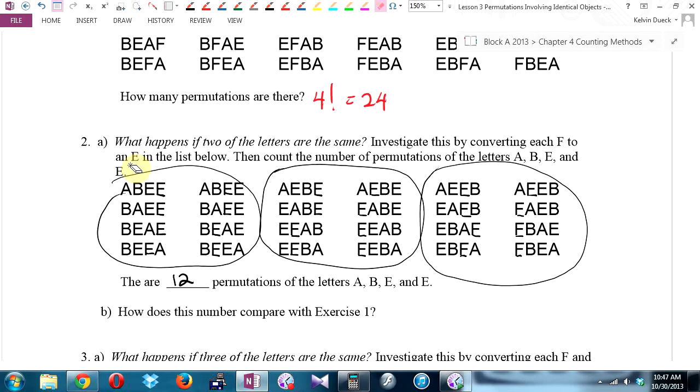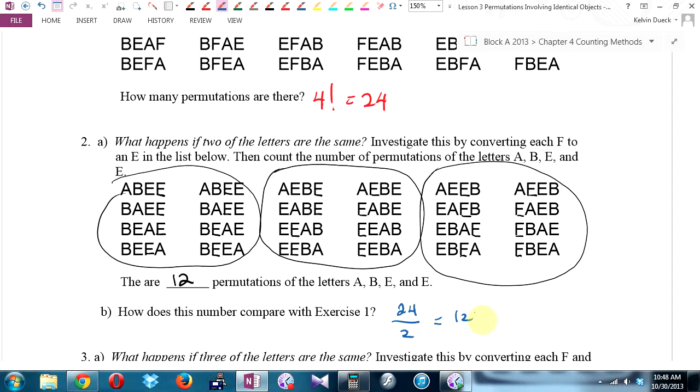Okay, so my first guess, Jordan, is maybe it's 24 divided by 2 equals 12? I guess that would mean that if 3 letters are the same, if your guess is right, it would be 24 divided by 3, which would be 8.